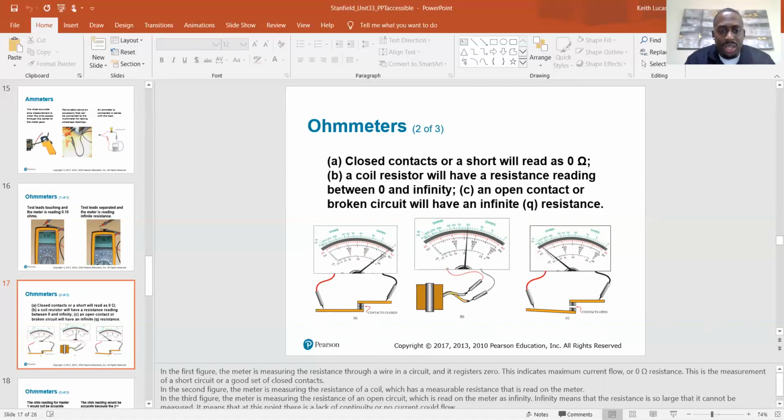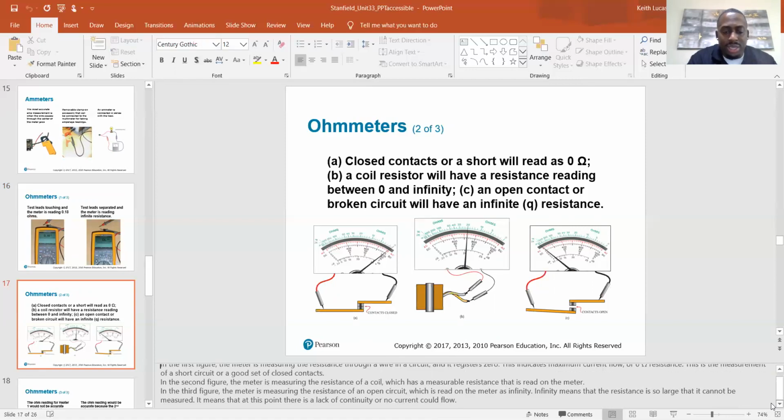In the second figure, the meter is measuring the resistance of a coil, which has a measurable resistance that is read on the meter. So that's over here, they're checking the coil here, and that is the resistance on that coil. And then in the third figure, the meter is measuring the resistance of an open circuit, which is read on the meter as infinity. Infinity means that the resistance is so large that it cannot be measured. It means that at this point, there is a lack of continuity or no current flow, or no current could flow.